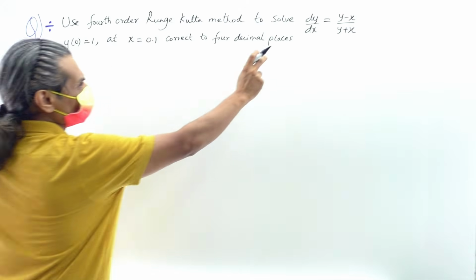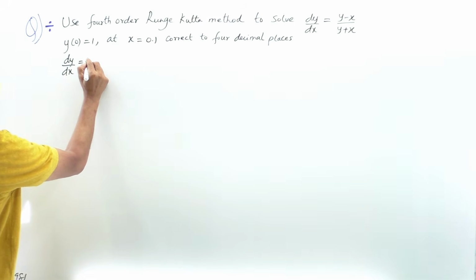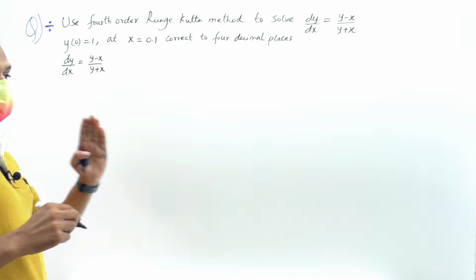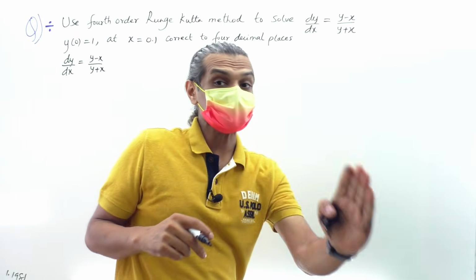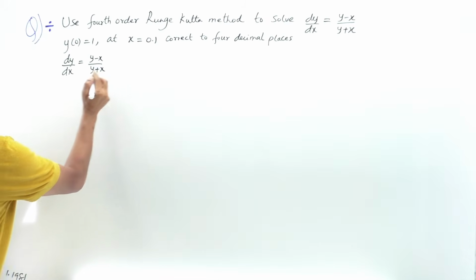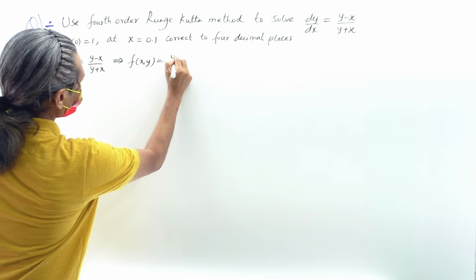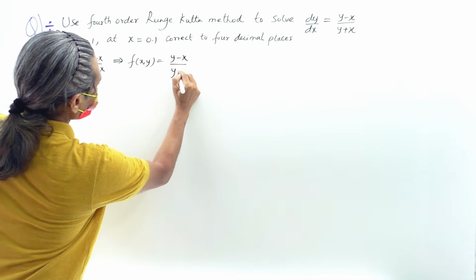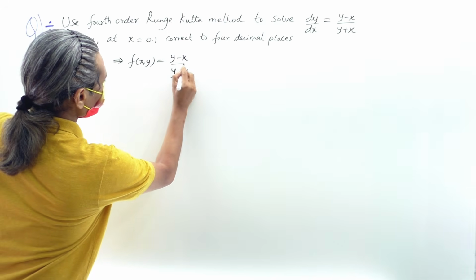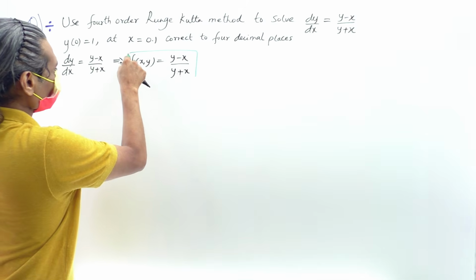So first thing is what? See, they have given dy by dx. First you write dy by dx is equal to (y minus x) over (y plus x). Now in Runge-Kutta method, whatever dy by dx is given, listen carefully, is taken as f of x, y. That implies f of x, y is equal to (y minus x) by (y plus x). This is the important equation, which will be followed in solving all the values.